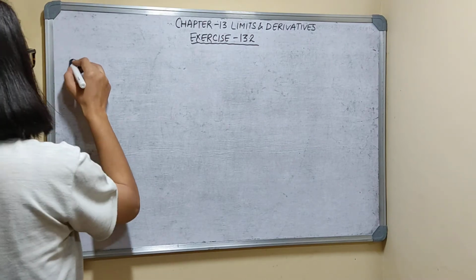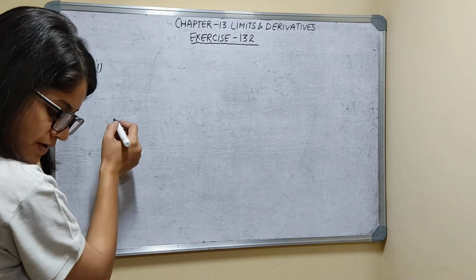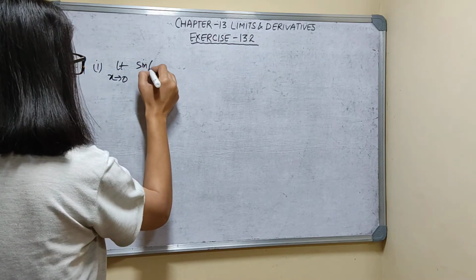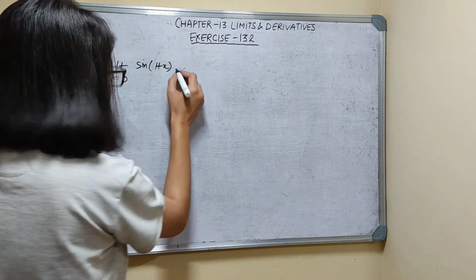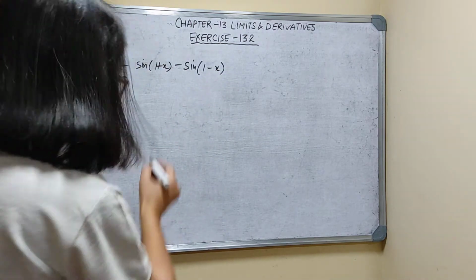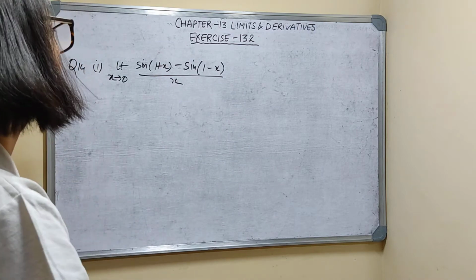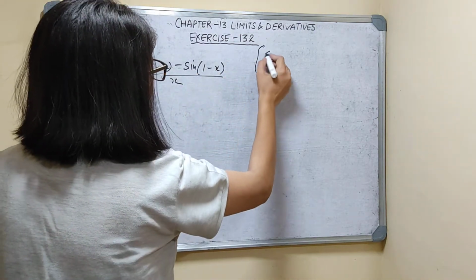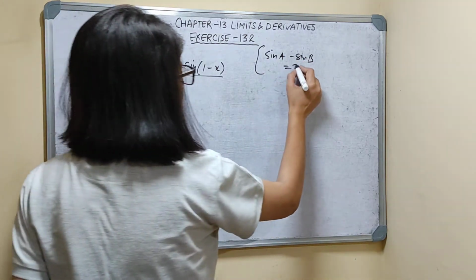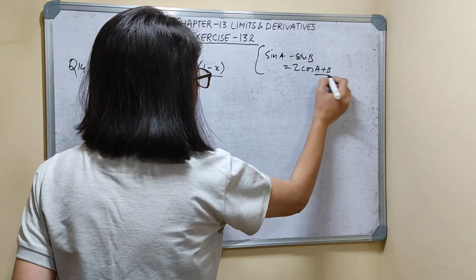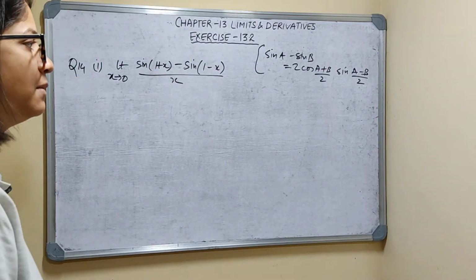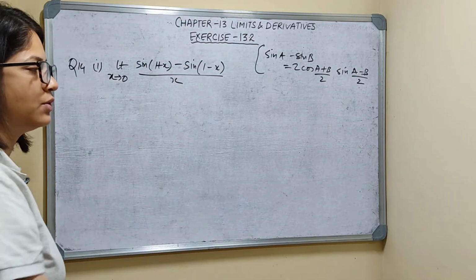Question number 14. First part, you can see, limit x tends to 0, sin(1 plus x) minus sin(1 minus x) upon x. Here you have to use the formula sin A minus sin B. That is the formula: sin A minus sin B is equal to 2 cos (A plus B)/2 sin (A minus B)/2.